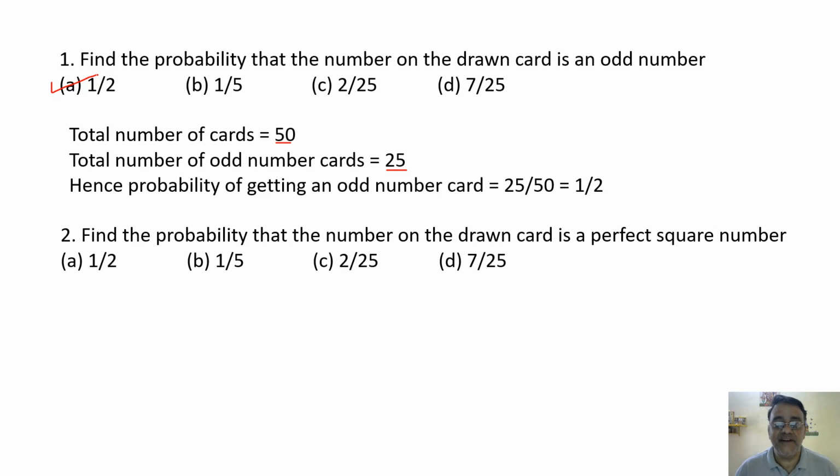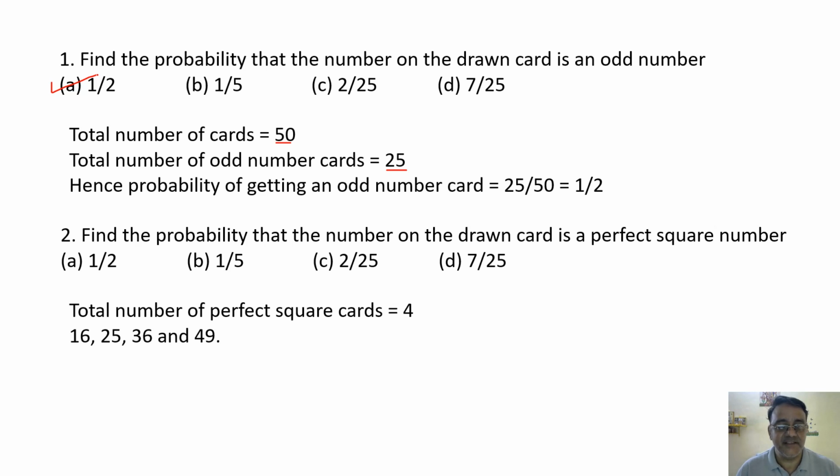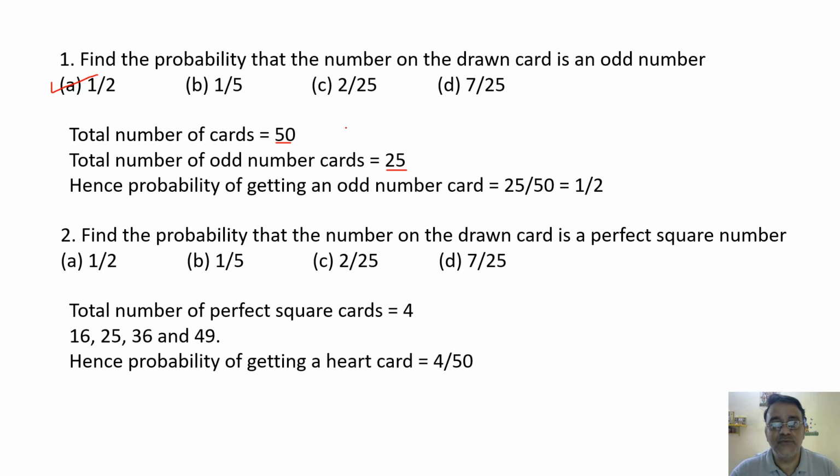So how many perfect square numbers are there from 11 to 60? First is 16, 25, 36, 49. Only 4. उसके बाद 64 आता है. That is not there. So total number of perfect square cards is 4. That is 16, 25, 36 and 49. So the required probability is 4 by 50. And if you simplify, 2 by 25. Right, 2 by 25. And the correct option is C.